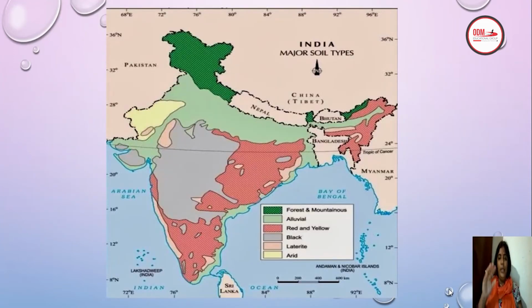See here, the areas of red and yellow soil are mostly towards the eastern coast, isn't it? The eastern part, parts of the northeast, then parts of West Bengal, then we have Odisha, then your Andhra Pradesh, parts of Tamil Nadu and Kerala, and a few parts of Karnataka. So these are the regions where you are able to find your red and yellow soil.